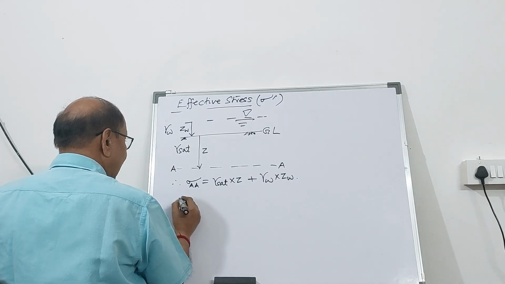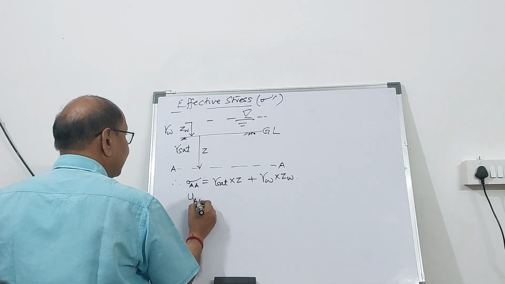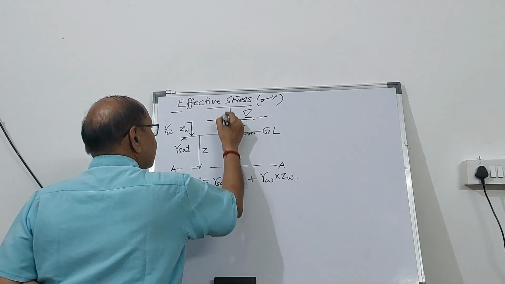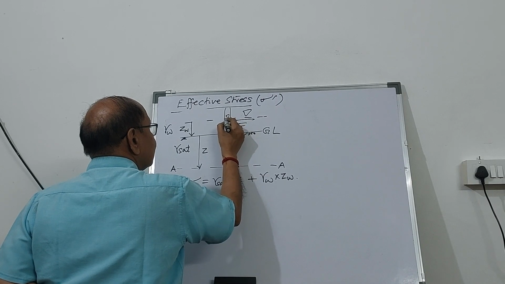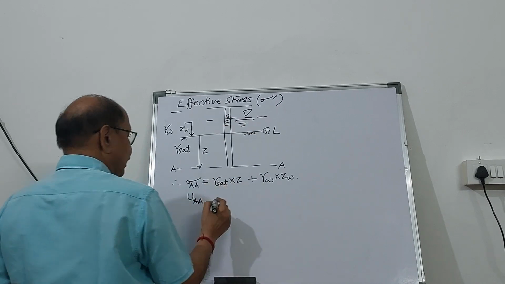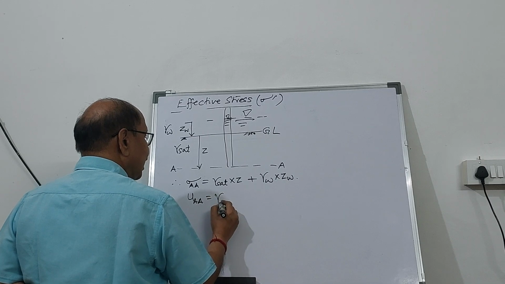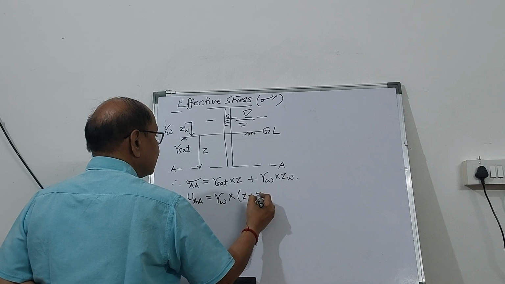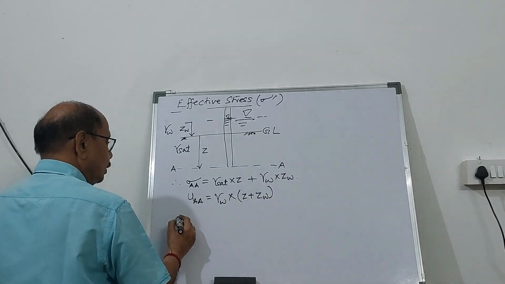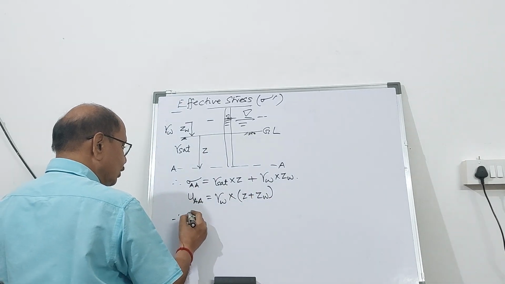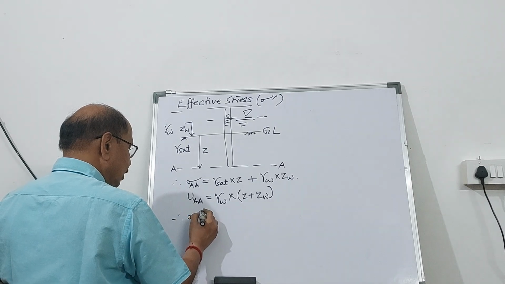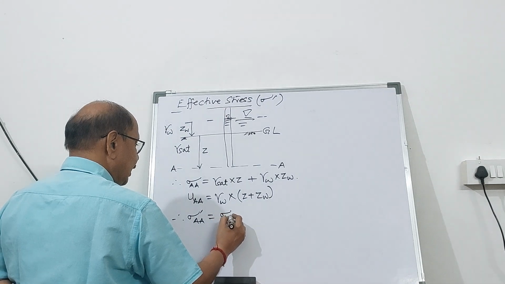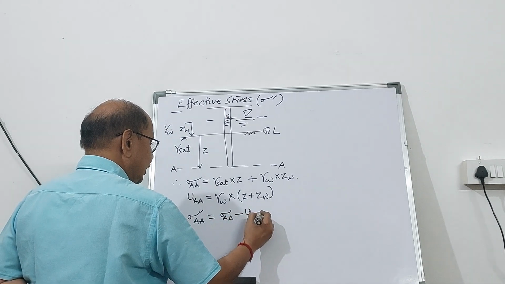Now, if I want to find out the pore water pressure at A, if I put a tube over here, the water table will rise up to here. That is, it is going to be gamma W into height of water column will be Z plus ZW. Therefore, the difference of the two will give you the effective pressure at A will be sigma A minus U at A.